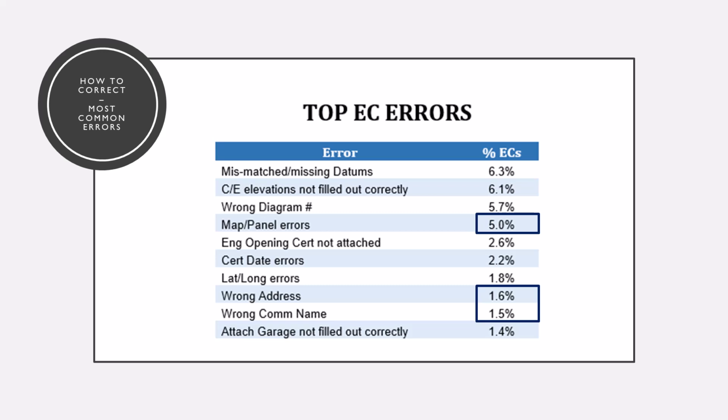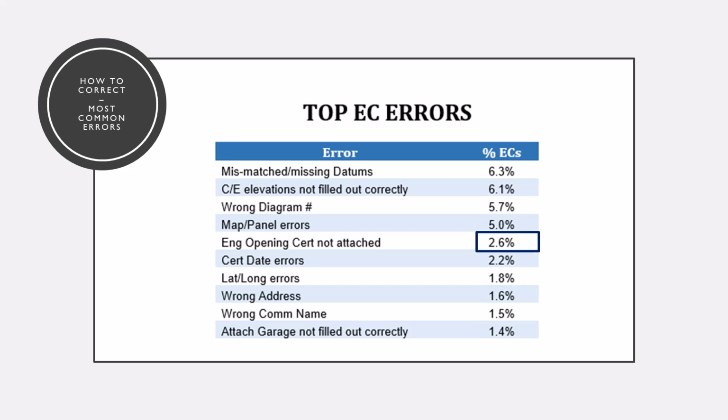The next errors we want to talk about are easily corrected by the local official. They are the map and panel errors, the wrong address, and wrong community name. Since these fields are retrieved from the FIRM, or it's just an address error, using the memo of correction works easily for these. You could also do it by filling out Section G and providing the correct information in your comments.